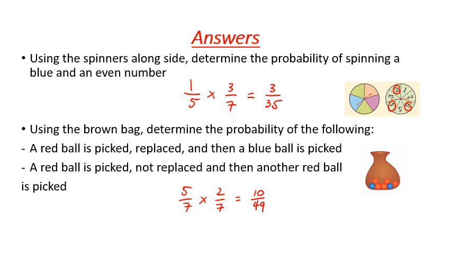The next question says a red ball is picked and not replaced, and then another red ball is picked. So we have 5 out of 7, it's not replaced, therefore we now have 4 out of 6, which gives us 20 over 42, or we can cancel that down to 10 over 21.